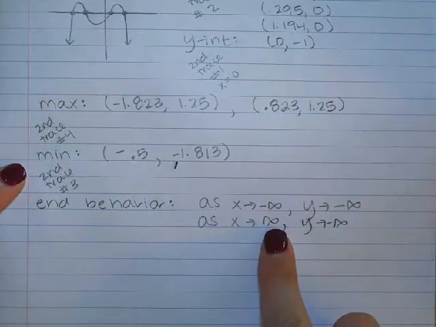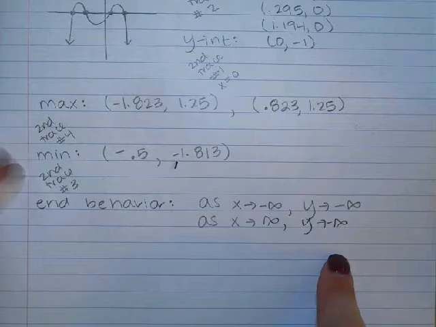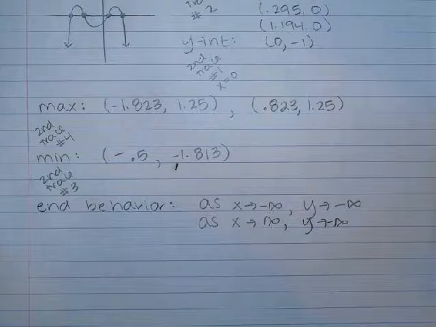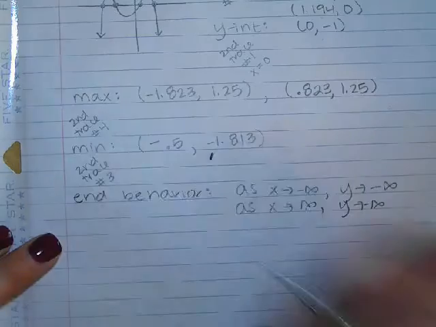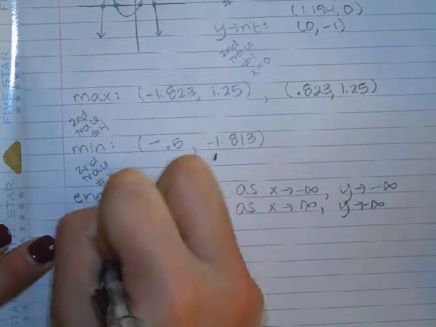So as I look to the left, it goes down. As I look to the right, it goes down. What else do we look for? If it's continuous, is this graph continuous? Yep, you can trace it with your finger. Okay, so we're going to say the graph is continuous.